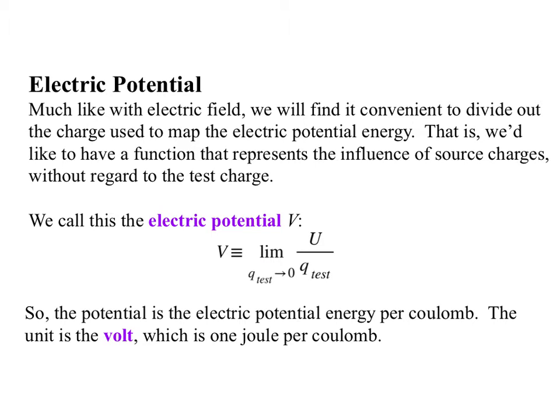V is defined as the limit as the test charge becomes small of the potential energy of the test charge over the test charge itself. That means the potential is the electric potential energy per coulomb. The unit for it is something called the volt, which is just 1 joule per coulomb. Volts will come out being really important for us to keep track of, and you want to always be able to come back to the idea that it's defined as a joule per coulomb.